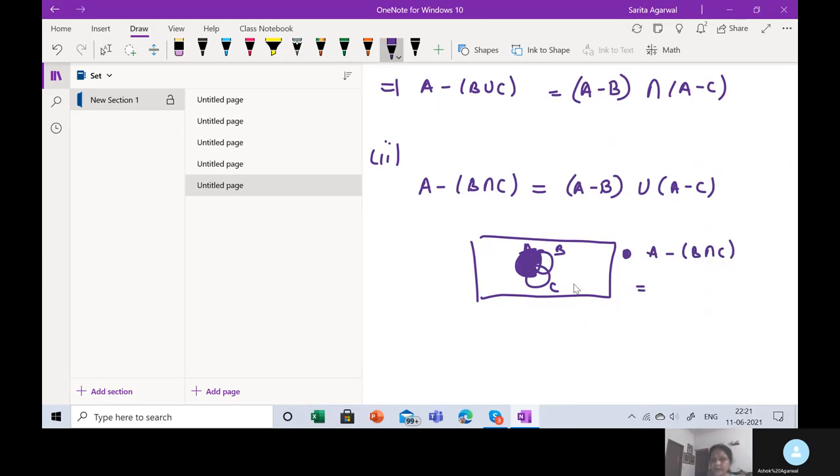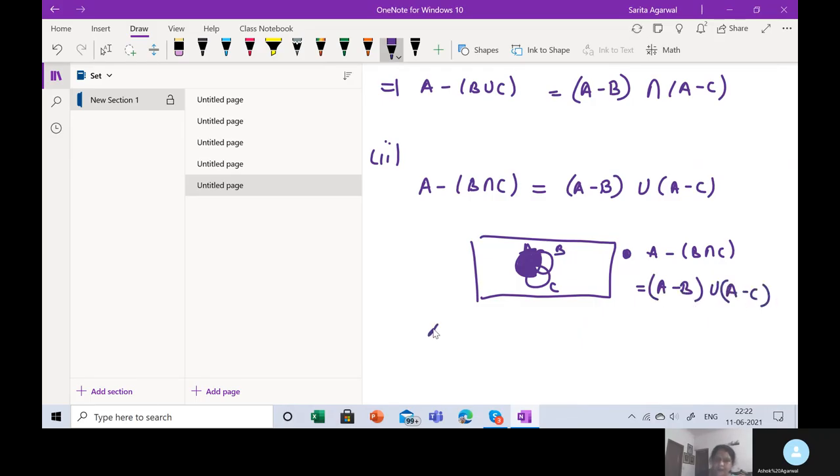If you see on the other end, what is A minus B? A minus B is here, this part, right? And A minus C is this part. And the union of these is this, right? So you can see A minus B union A minus C.